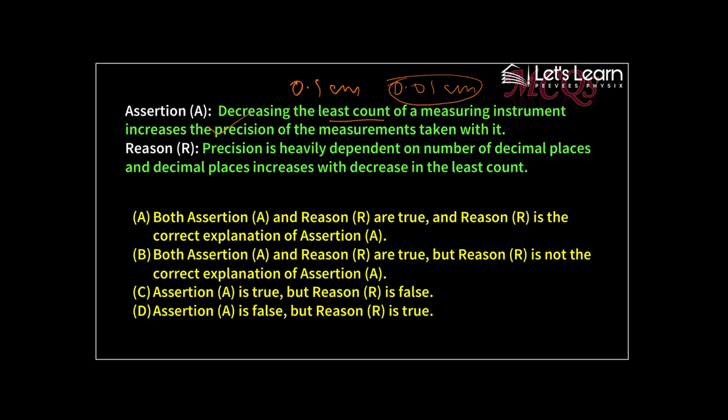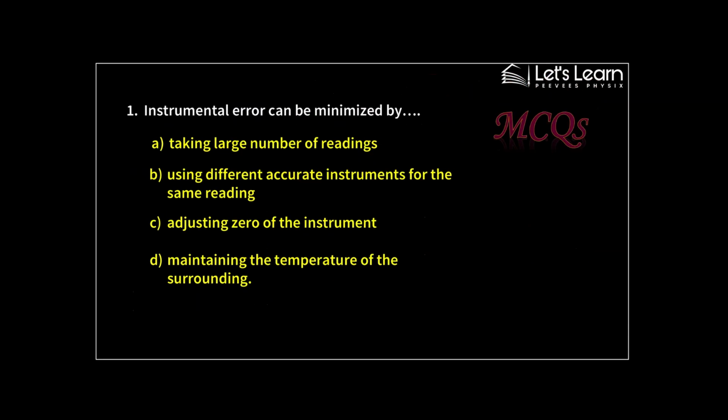The assertion is true, which means this option is wrong. Do you think the reason is the correct explanation for that? Yes. Decreasing the least count increases the number of decimal points. Before, only 1 decimal point. So the assertion is true, the reason is also true, and the reason is the correct explanation for the assertion. So the answer is A. Let's see some MCQs.